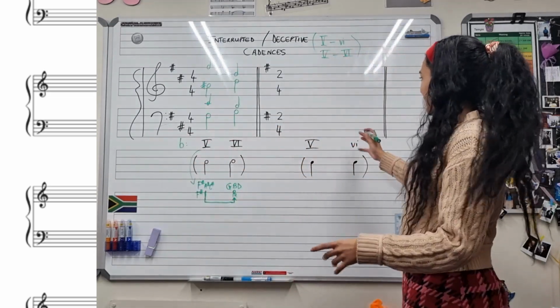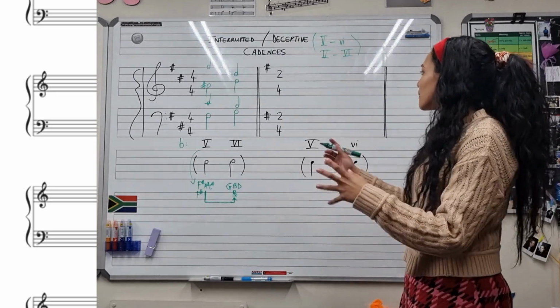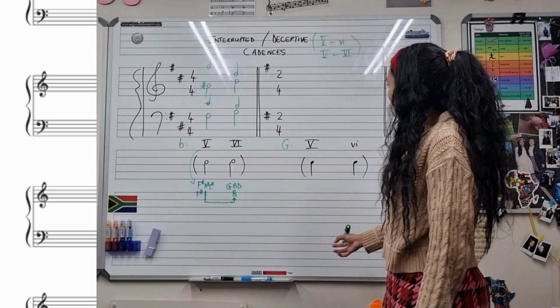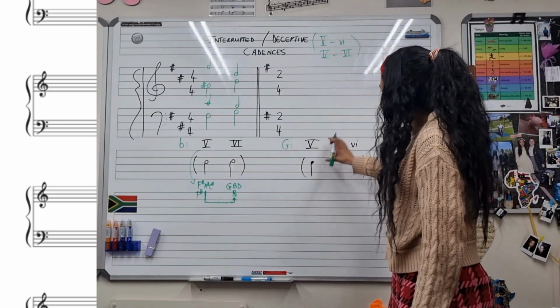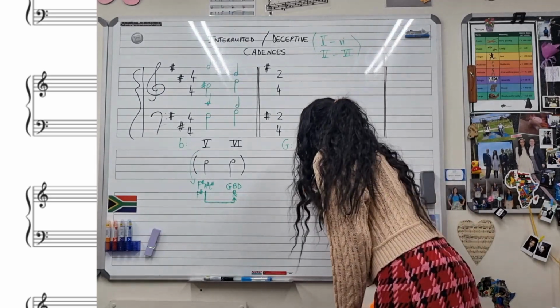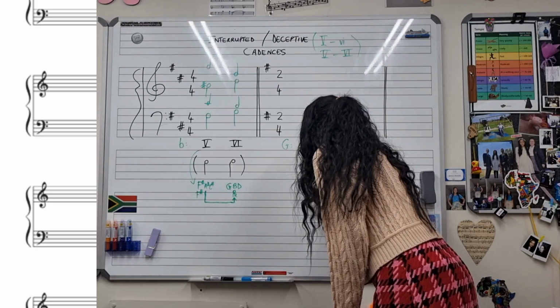Let's try out a major key example. So here we are, we're in G major. Great, so we're going to harmonize this in crotchets, and we're thinking about our dominant chord first. Our dominant in G is D, F sharp, A.